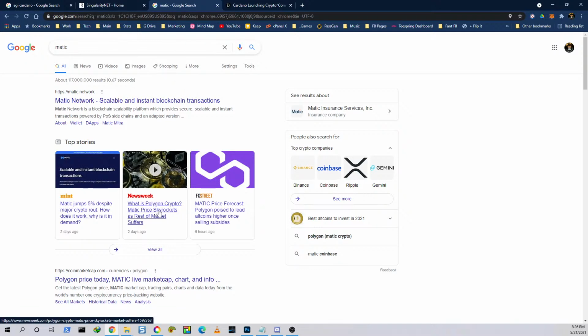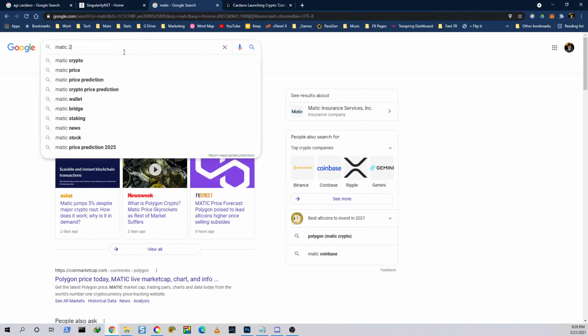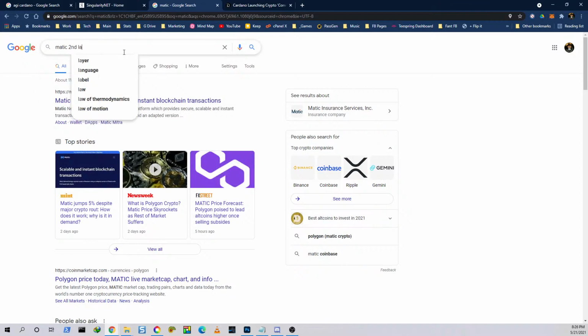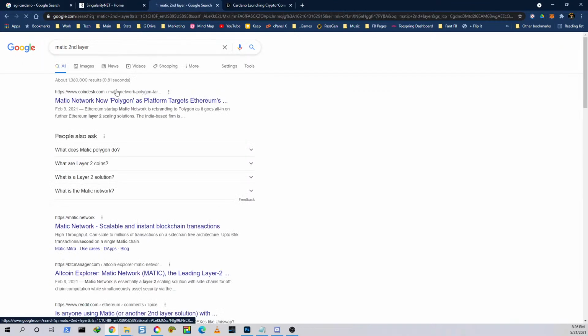Polygon is to Ethereum, okay? Matic, I believe, is second layer. Second layer tech we just talked about. Matic, now Polygon, layer 2 solution, scaling solution. Okay, all of us know Ethereum has a problem with their transactions. At one time, Ethereum was like 15 transactions per second. I don't even know what Ethereum's transactions are now because I know they're beginning to roll out ETH2.